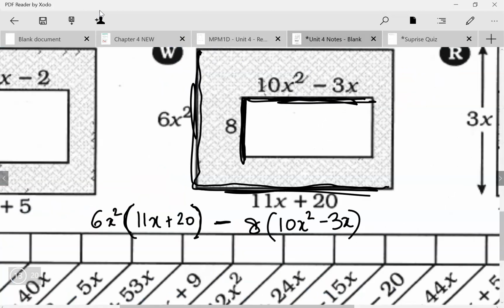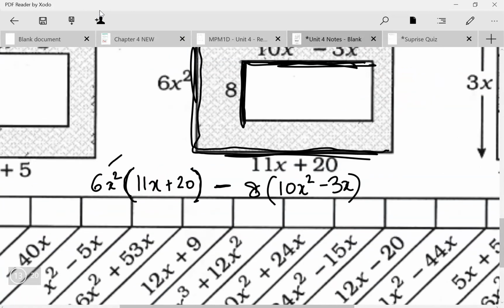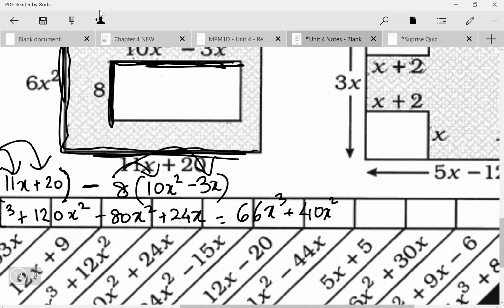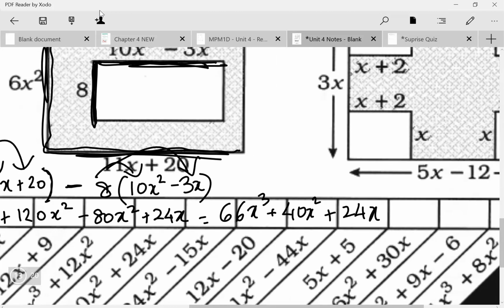All right, so just going back to this distributive property, 66x to the power of 3 plus 120x squared minus 80x squared plus 24x. So this is our distributive property used here. Then I'm just going to collect like terms. That gives me 66x to the power of 3 plus 40x squared plus 24x. This is my final answer for the shaded area.